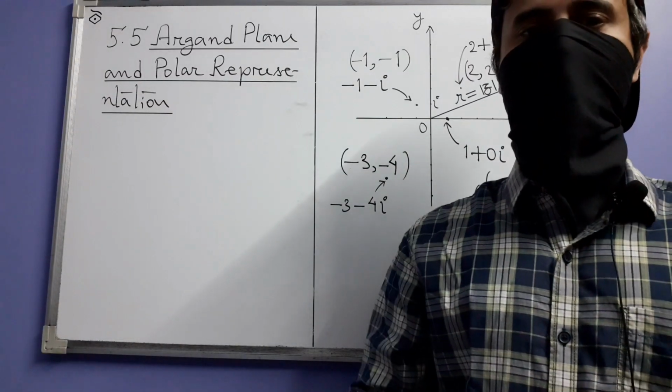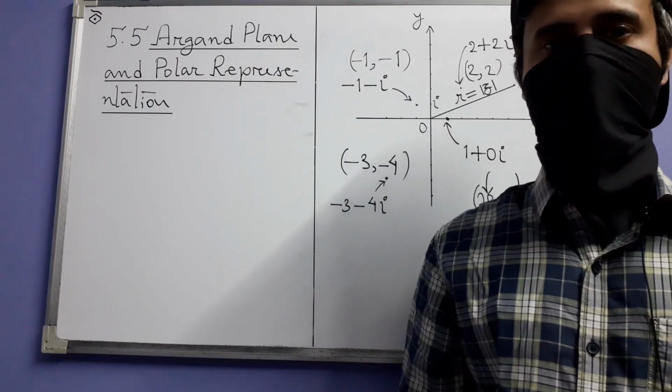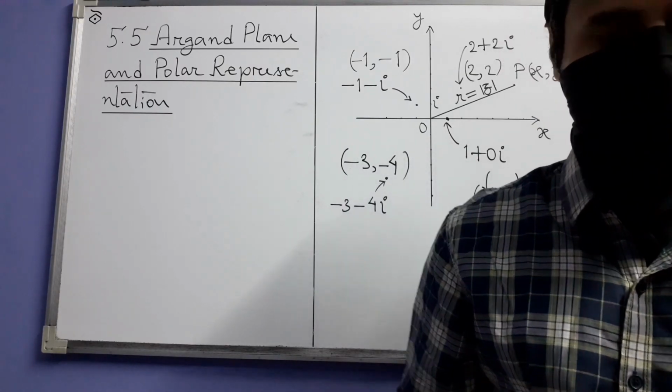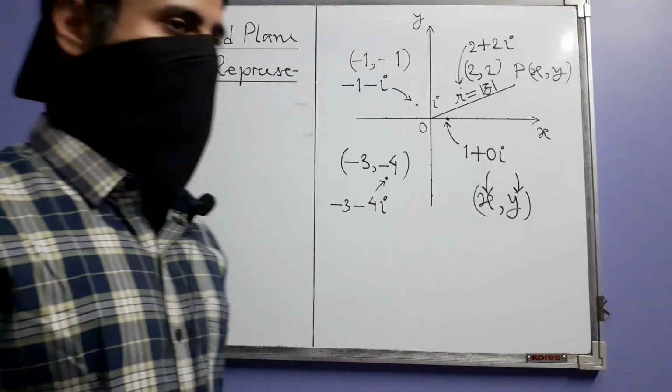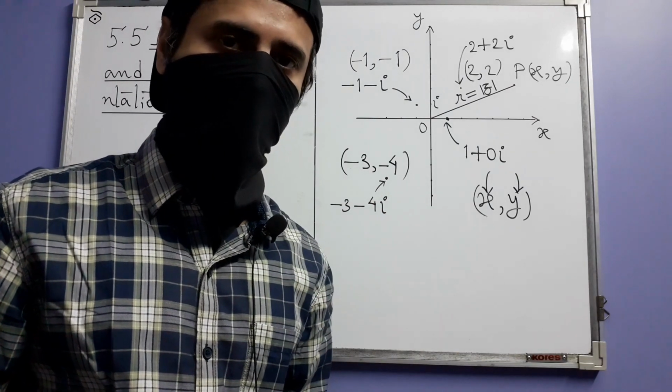Okay, so let us next see Argand plane and polar representation of complex numbers. And it starts with something that we already know.